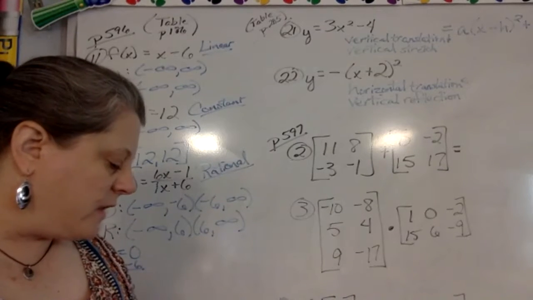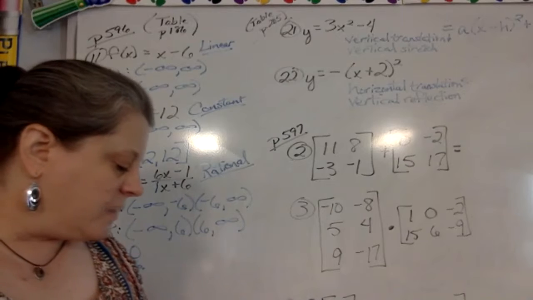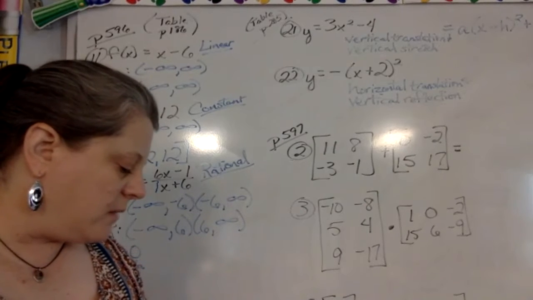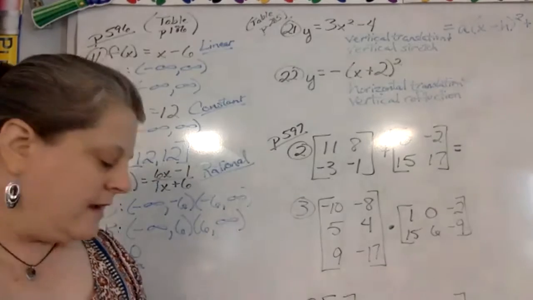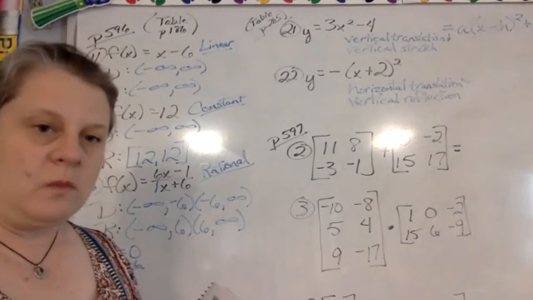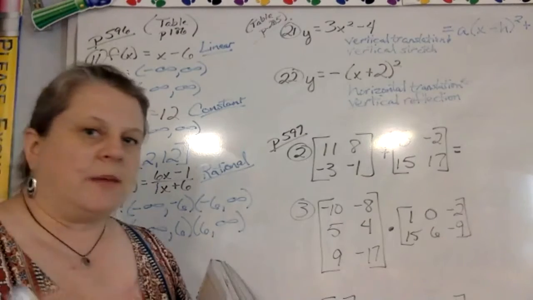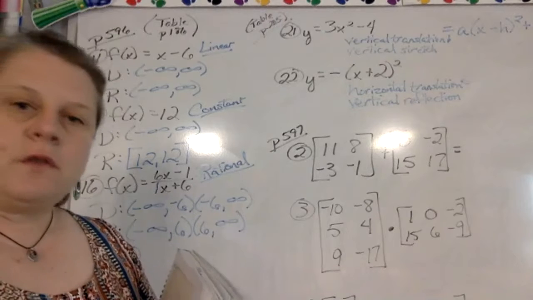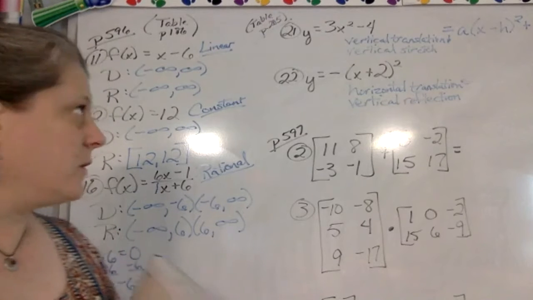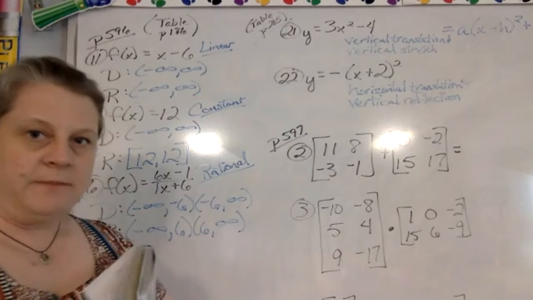Then the last one's a vertical compression, and that's when you have a number in front of the x squared whose absolute value is less than 1. So that would be if you had a fraction or a decimal like 0.5 or 2/3, something like that in front of the x squared. And neither one of those have that.